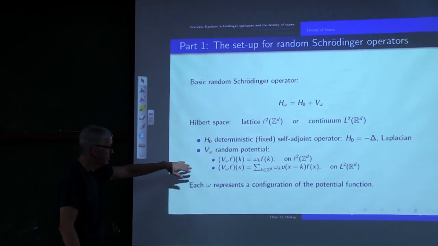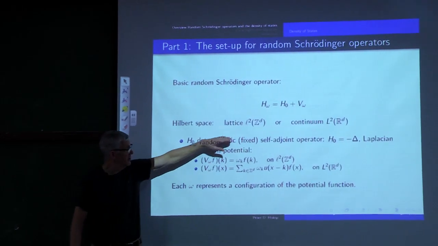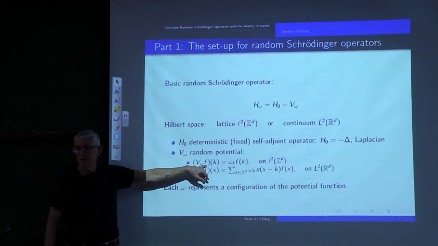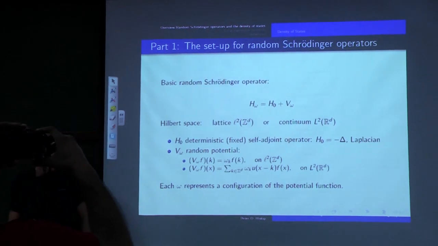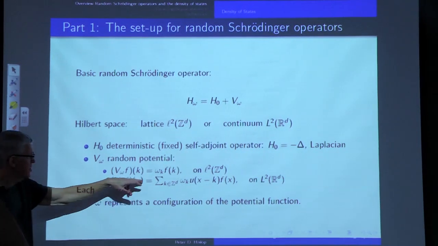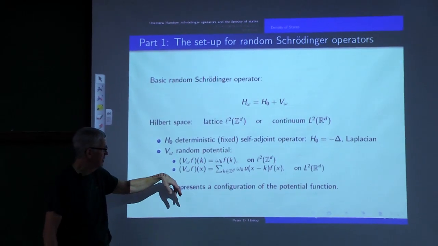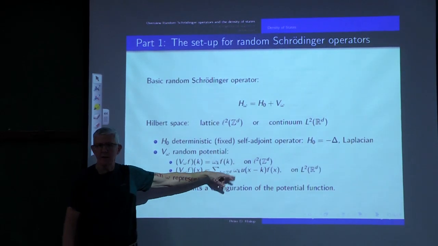The random potential might be new to some of you. If you're working on little l2 of Z^d, then you simply take the function on the lattice at a point k, and you multiply by a random variable omega sub k. If you're on the continuum, of course, the evaluation at a point on functions in L2 isn't very well defined. So what you have to do is, here are the random variables omega k.